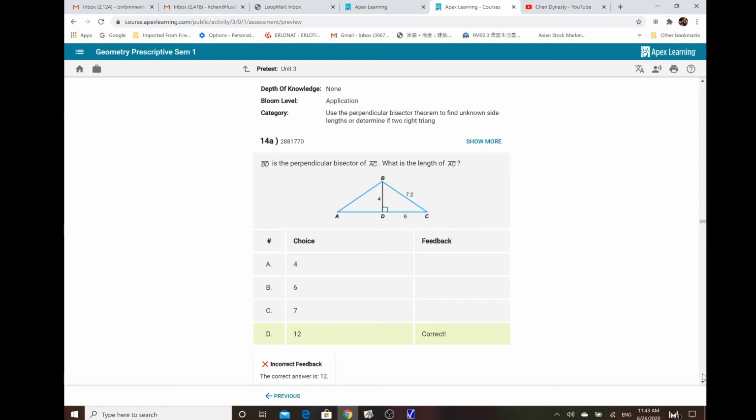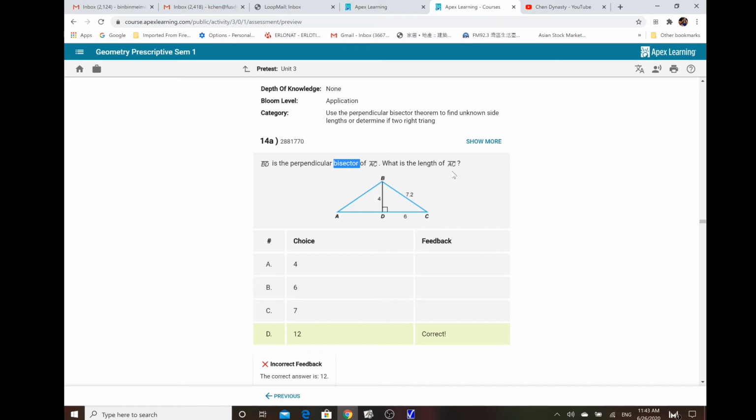So for number 14, it's a little bit different. BD is the perpendicular bisector of segment AC. So BD right here is bisecting line segment AC. Here's the key word, bisects. Bisects means the line segment is actually the line of symmetry. It cuts this base line segment into half.